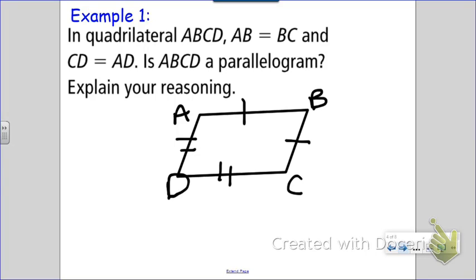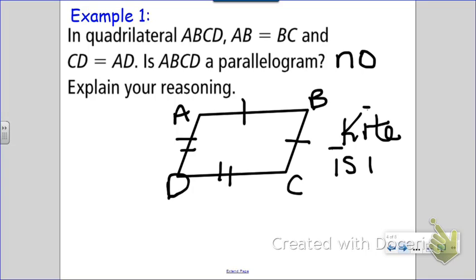Parallelogram we know has opposite sides congruent. This one has consecutive sides congruent, so this is not a parallelogram. Remember that what has two pairs of sides equal, two sides on one piece and two sides on another, could be something as simple as a kite. And a kite is not a parallelogram.